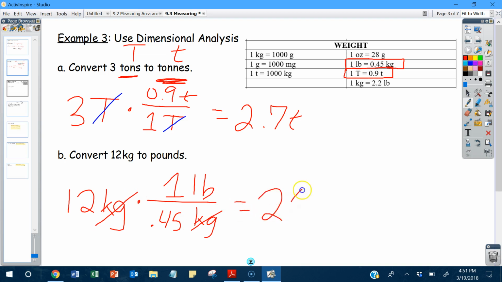which gives me 26.666666 pounds, which works like that. So there's dimensional analysis. Hasn't changed. Works the same. It's kind of nice.